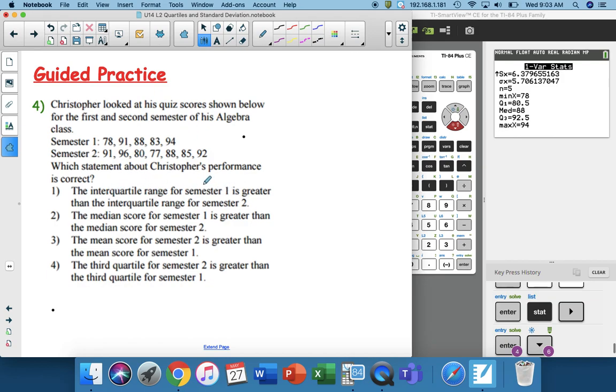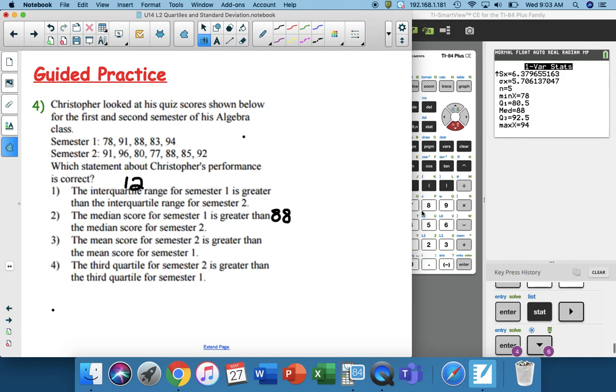I'm going to write here because my screen isn't working, so I'm going to have to use my laptop, and it's going to be very bad, so I apologize. So 12 is the IQR for semester 1. Okay. The median score for semester 1, our median is 88.